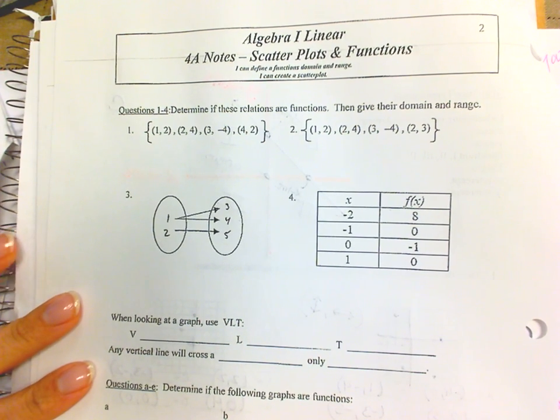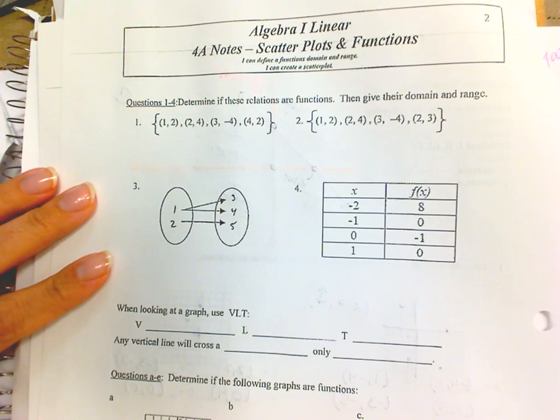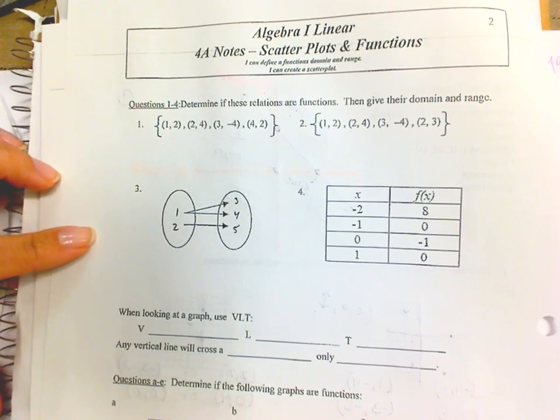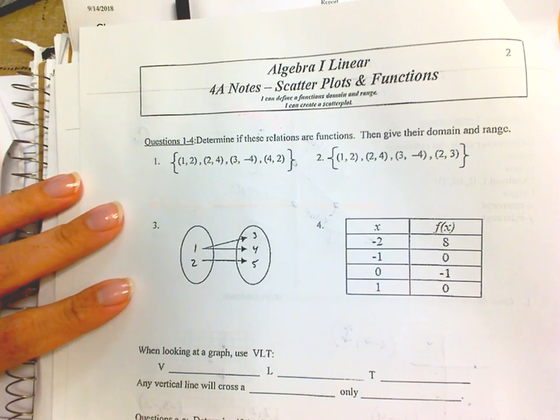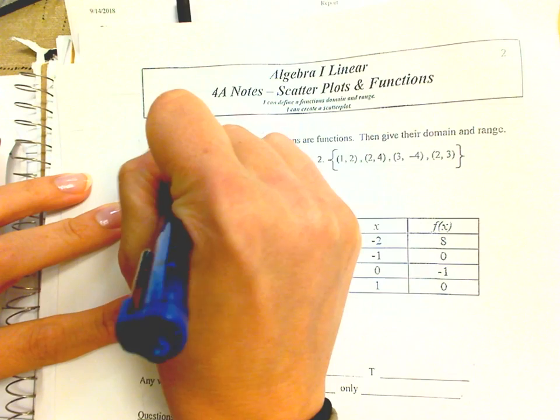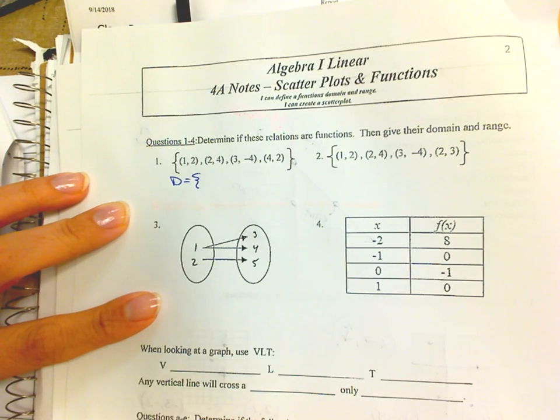Right, we are in 4A, page 2. It says determine if these relations are functions, then give their domain and range. So we're actually going to do the domain and range first, because that's where we left off. You're going to put a D equals, and then you get to draw these fancy squiggle brackets. Just do your best. They don't have to be perfect. I'm not grading your squiggle brackets.